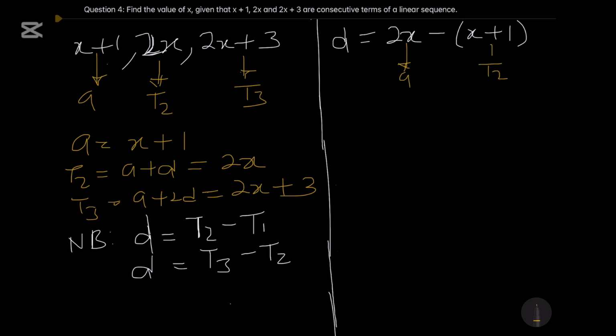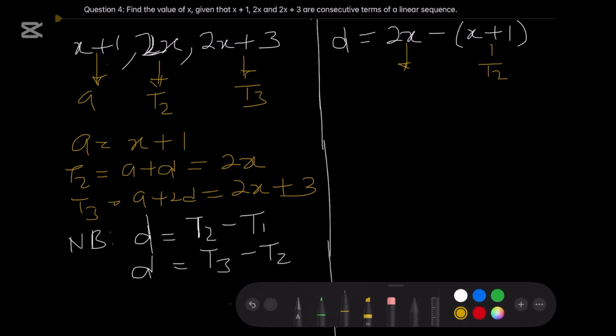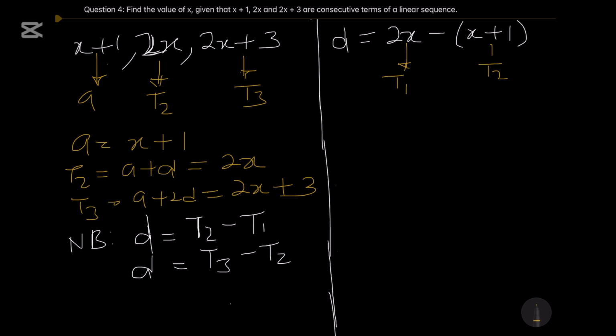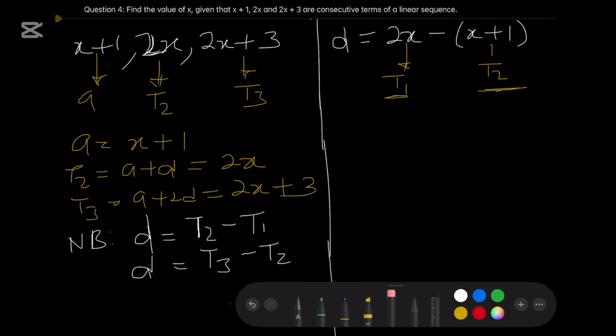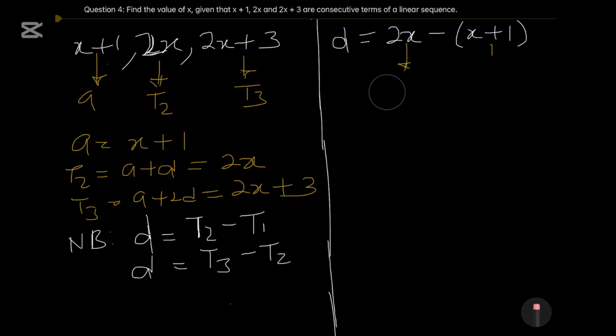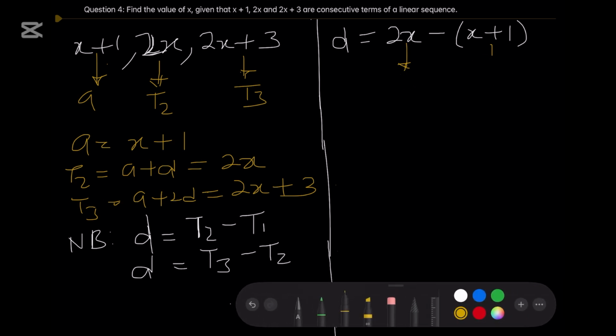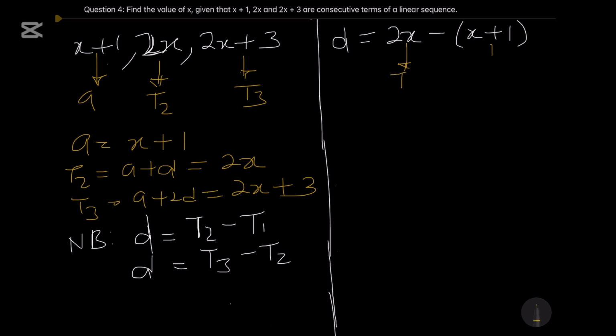Don't forget, these are our first term and these are our second term. According to the formula, it says T2 minus T1. Sorry, this is our second term, and these are the first term. So second term minus T1, that is the formula. This is the formula we followed.